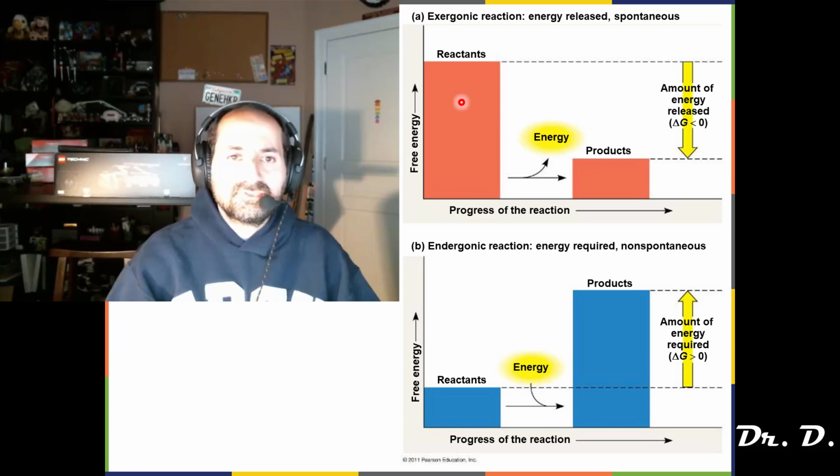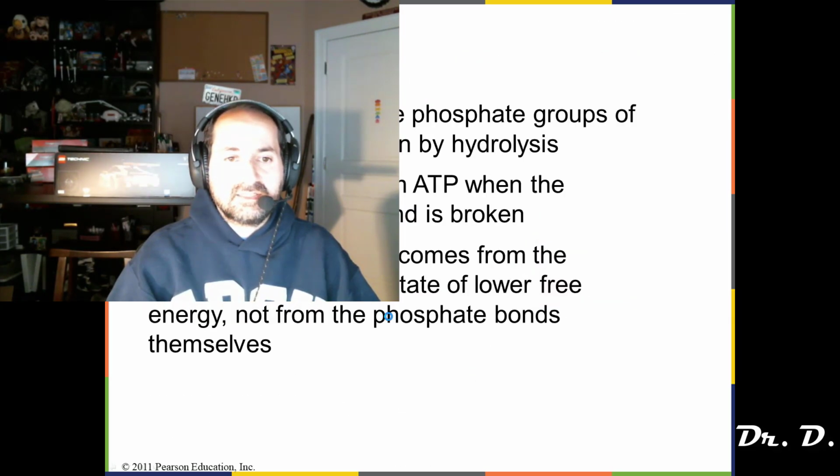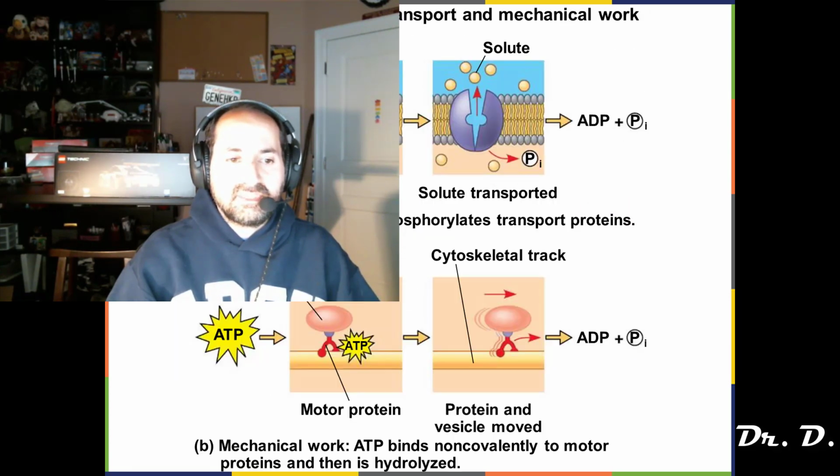Well, why not use some other process that releases energy, use an exergonic reaction that releases energy, and then use that energy as the energy you need to drive forward an endergonic reaction. So energy coupling is using the energy released from an exergonic reaction, or negative delta G reaction, to power an endergonic reaction, a positive delta G reaction. So let's look at an example here. And this example involves ATP.